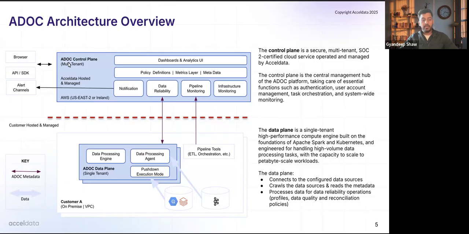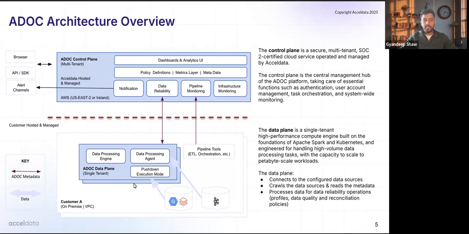And then the second part of the product, which is the data plane. As part of the product setup in the client's environment, this second part goes into the customer's premises. It gets installed into the Kubernetes cluster. It can be on any of the three clouds, or on-prem cloud. You just need a Kubernetes cluster to run on. So it will have a data processing engine and a data processing agent, and then a push down execution mode is also available, which is relevant for BigQuery, which I'll talk about in a few minutes.